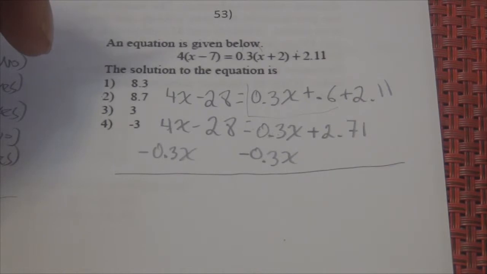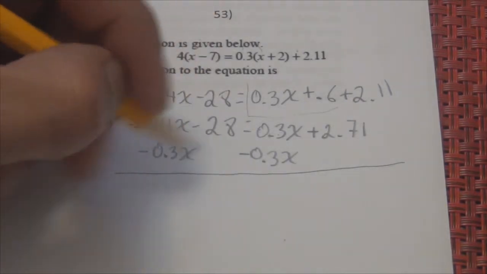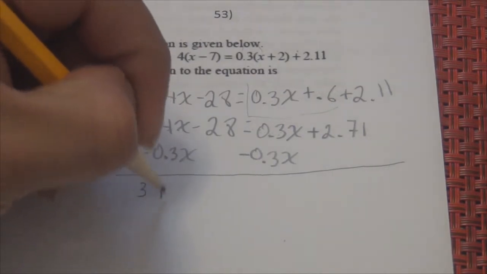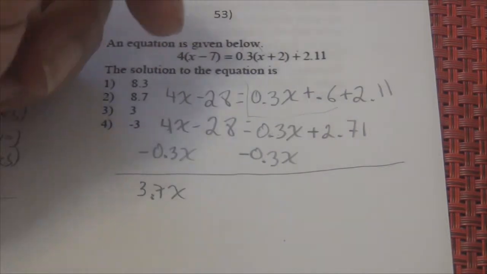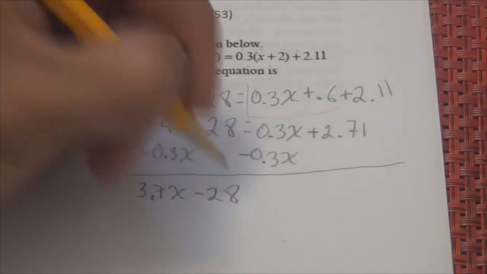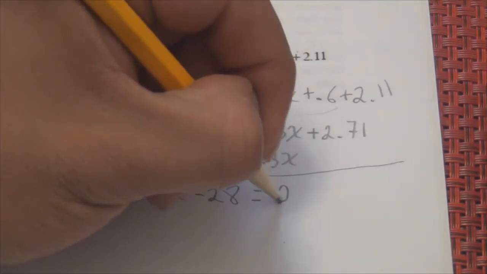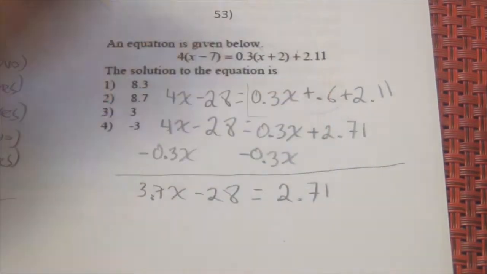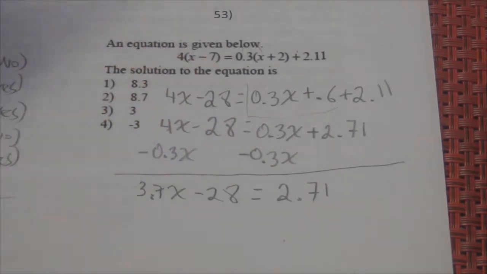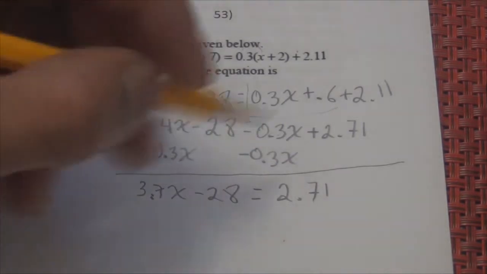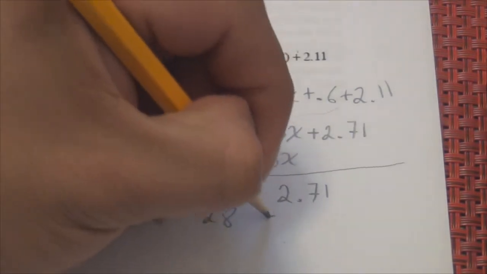All right, so what is 4 minus 0.3? That's 3.7. So we have 3.7x minus 28 equaling 2.71. So we did variables on both sides. Now the next rule says, do we have additive inverse? Of course, negative 28, so I'm going to use positive 28 to get rid of it.